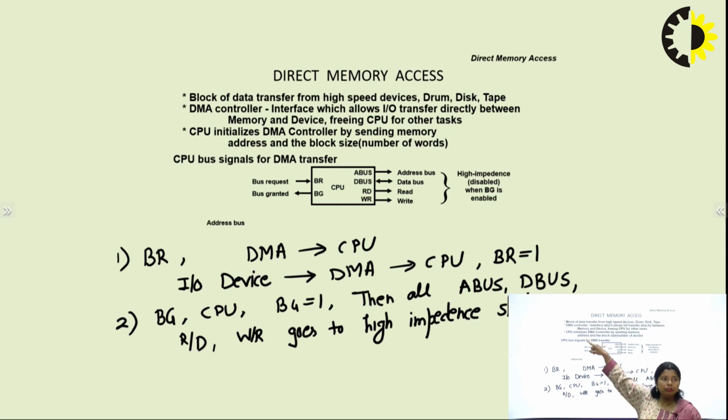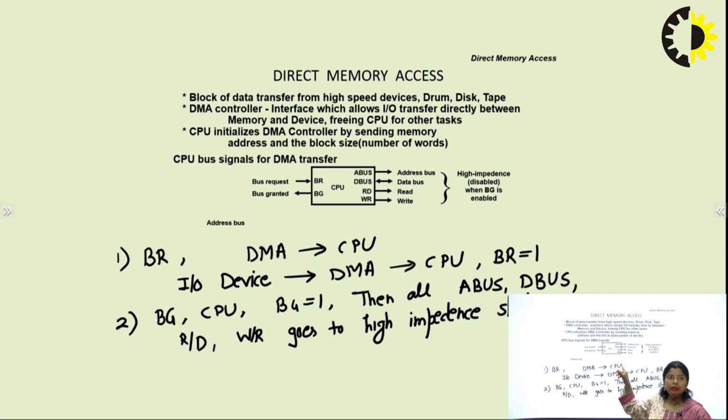So, there are two signals, bus request and bus grant. The bus request actually comes from the DMA. And how does the DMA get the request? The DMA gets the request from the peripheral devices. And with the bus grant, the CPU provides the grant to the DMA controller. So, you can see that the DMA transmits a bus request to the CPU.